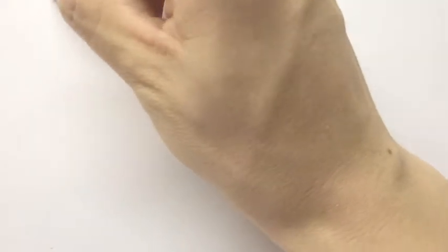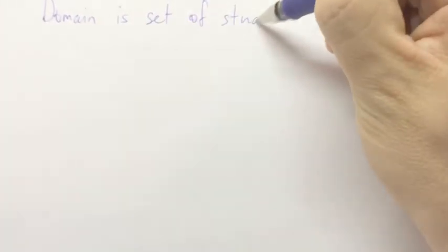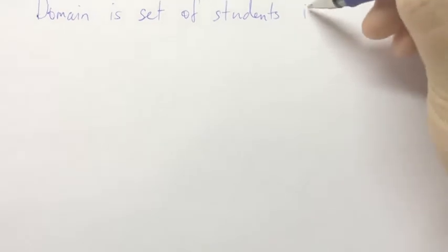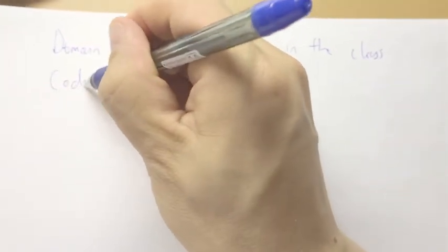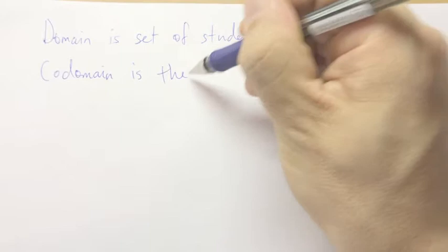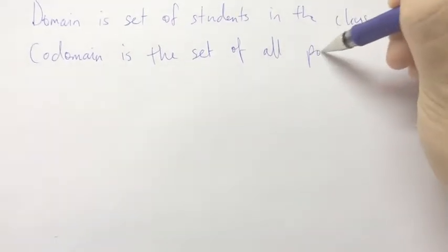Then let's define a function where the domain is the set of students in the class. Codomain is the set of all possible marks.